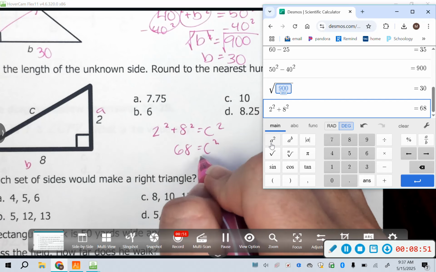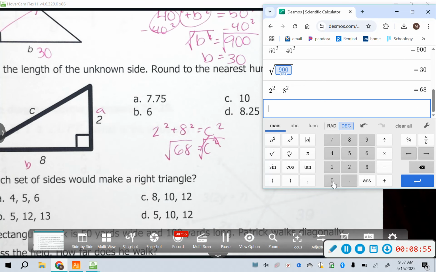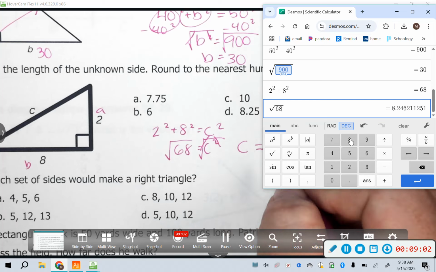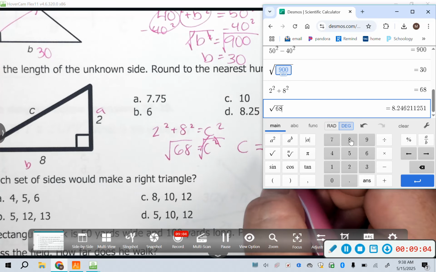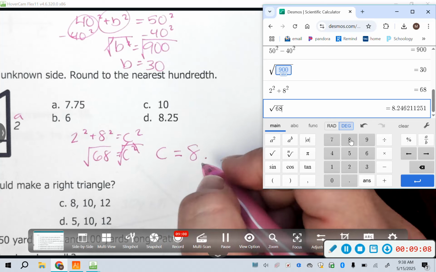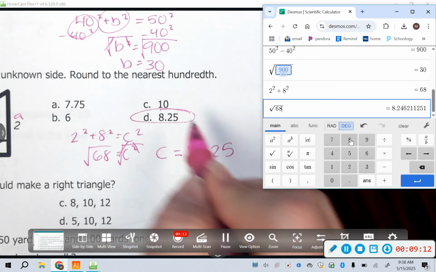Okay, and then again, I have to get rid of that squared, so I'm going to square root both sides. And if I do the square root of 68, I get this. So C equals, and it says round to the nearest hundredth, which is 2 decimal places, so 8.24 or 25, it's going to be 25 because of the 6. So D is my answer.